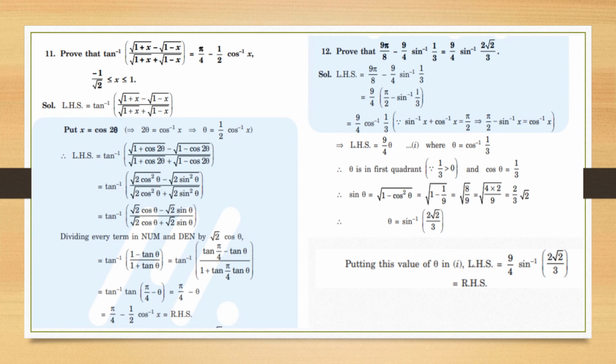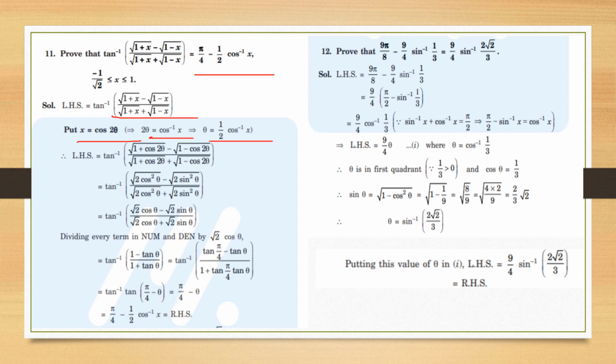Number 11 is prove that tan inverse of root 1 plus x minus root 1 minus x upon root 1 plus x plus root 1 minus x equals pi by 4 minus half cos inverse x, and the condition given is that x lies between minus 1 by root 2 and 1. Okay, so left hand side is this, right? So I'll put x as cos 2 theta. 2 theta is cos inverse x, and theta is half of cos inverse x, right?